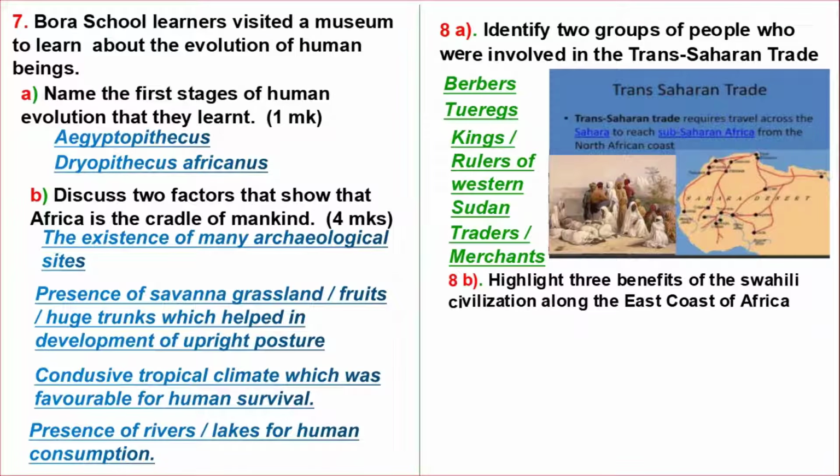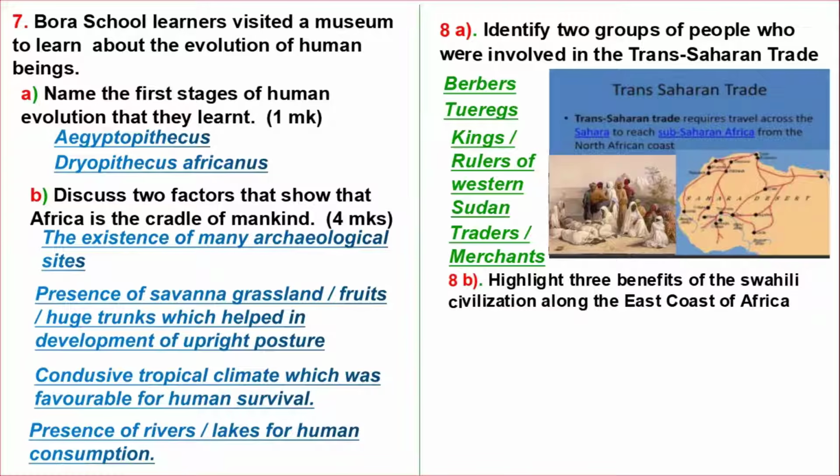This trade was done in sub-Saharan Africa and Saharan Desert, and that's why it was called trans. That is, people were crossing the Sahara to reach sub-Saharan Africa from the North African coast. So that's why this was called trans-Saharan trade.